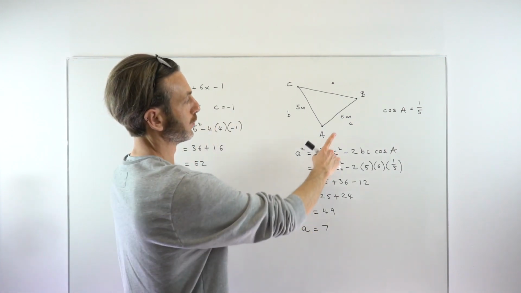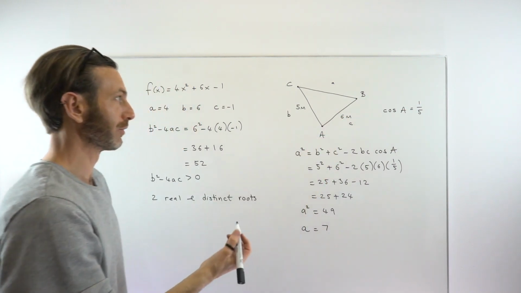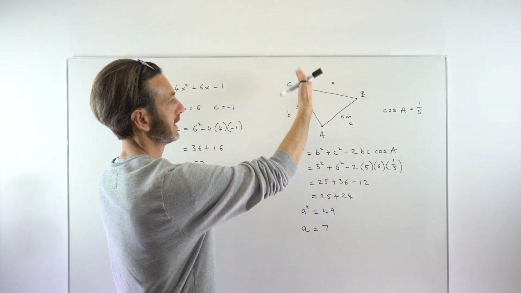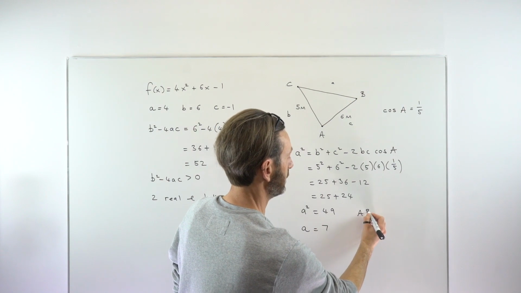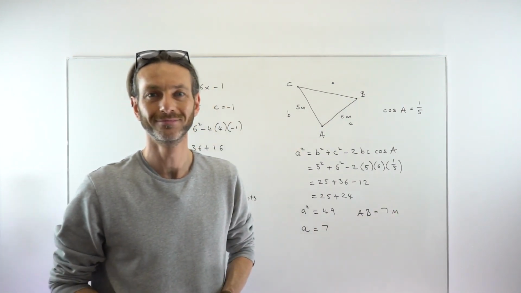This question was in meters, so remember your units. And remember just to maybe write your final answer, which was originally for the side AB. So maybe just write your final answer as AB equals 7 meters.